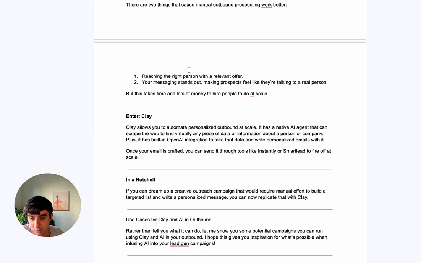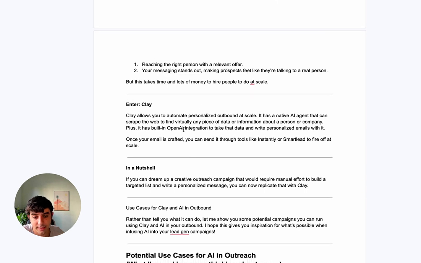But that's what Clay does. Clay allows you to automate this personalized outbound at scale. It has a native AI agent that can scrape the web to find virtually any piece of data or information about a person or a company. So if you were going to sit there and research a prospect manually for 10 minutes, whatever information you might try to find out about their business, which you would maybe call out in an email to them, you can now do that at scale, automated with Clay. It can scan the web for basically any piece of data and give you that back for that prospect. Plus, it has an OpenAI integration built into it, so you can take that data and write personalized emails with it.